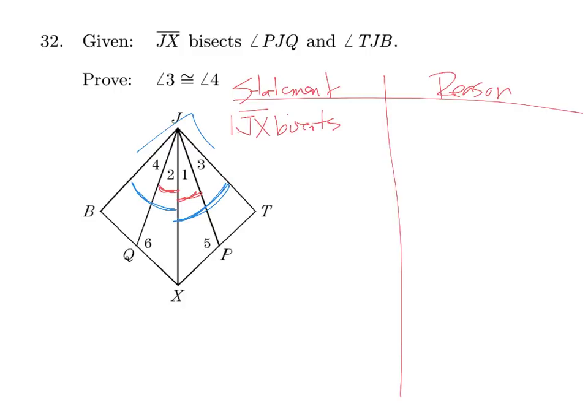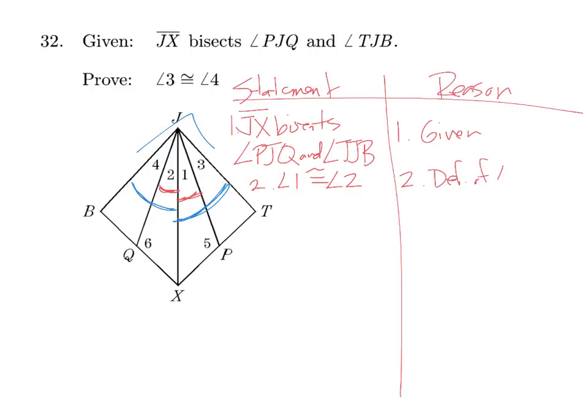Okay. All right, so starting with 1 says JX bisects angle PJQ and angle TJB. All right, that's given. All right, because angle PJQ is bisected, I know angle 1 is congruent to angle 2. That's definition of angle bisector. And 3, I know that, let's see, I'm not going to say 2 and 4 together. I'm going to say angle XJB is congruent to angle XJT. Once again, I know that's because of definition of angle bisector.